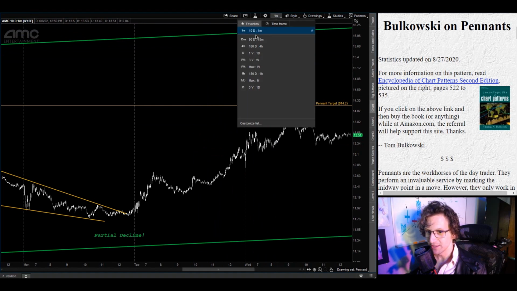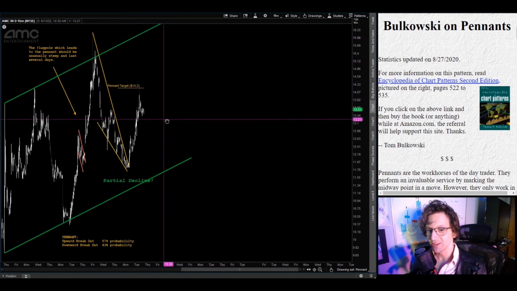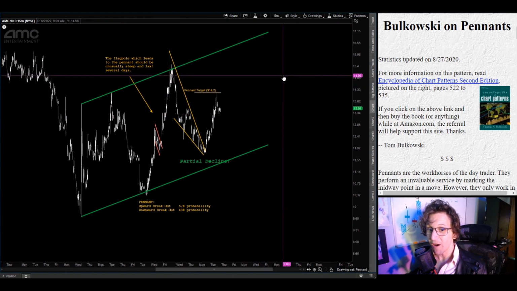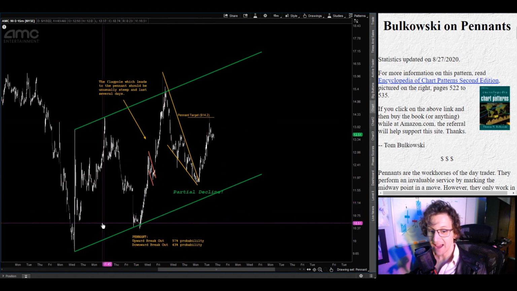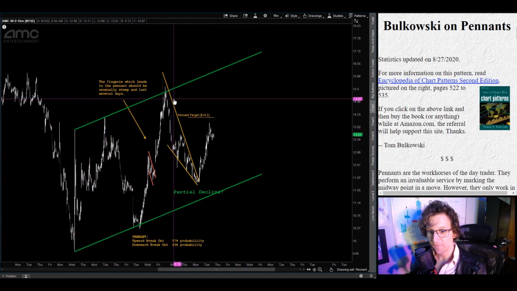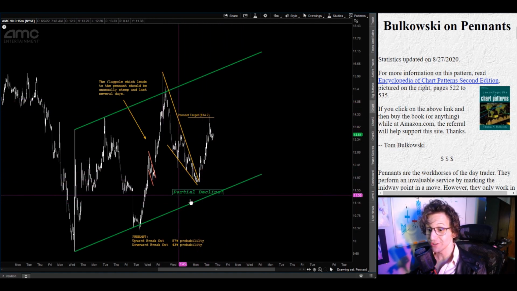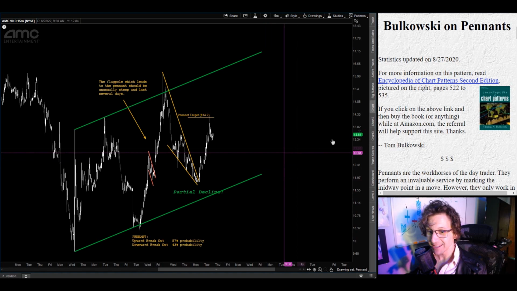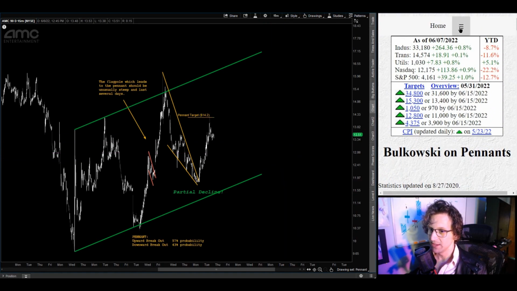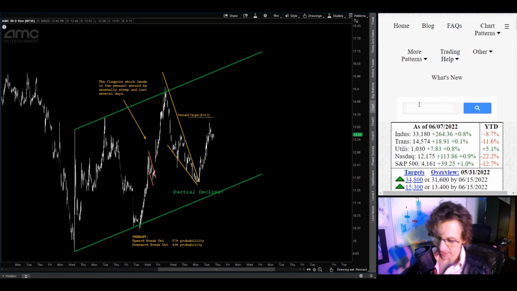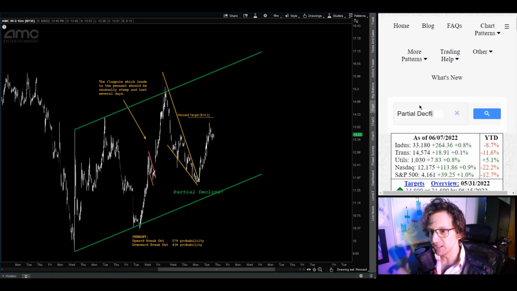Something else I want to point out, too, is a partial decline that appears on a larger time frame as we are in an upward channel. We have the touch points. 1, 2, 3, 4. Channel established. 5? Nope. Partial decline. Ooh, why am I excited about a partial decline? Let me go ahead and just pull up Bulkowski's website here, thepatternsight.com, and we'll go into partial decline.